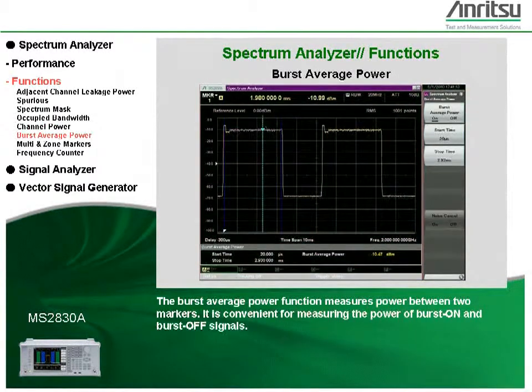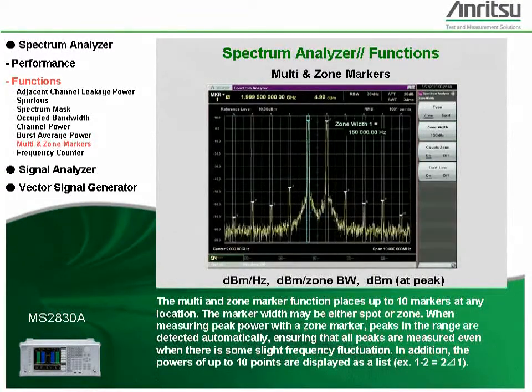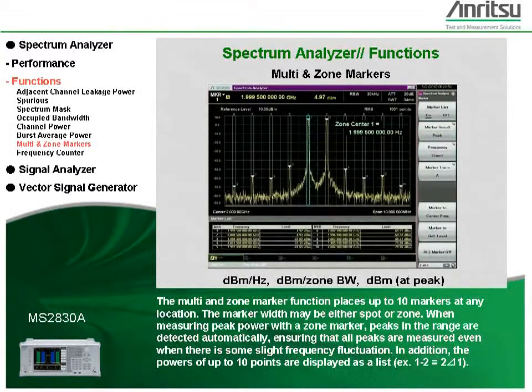The burst average power function measures power between two markers. It's convenient for measuring the power of burst on and burst off signals. The multi and zone marker function places up to 10 markers at any location. The marker width may be either spot or zone.